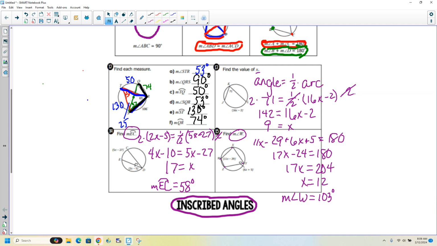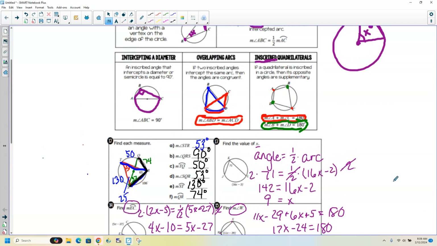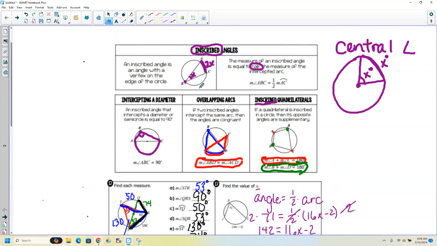So that's it for our flip book and our inscribed angles. Keep in mind, inscribed angles, vertex on the circle, always half of the intercepted arc. Don't forget, though, that we also know that central angles, vertex at the center, always equal the arc.